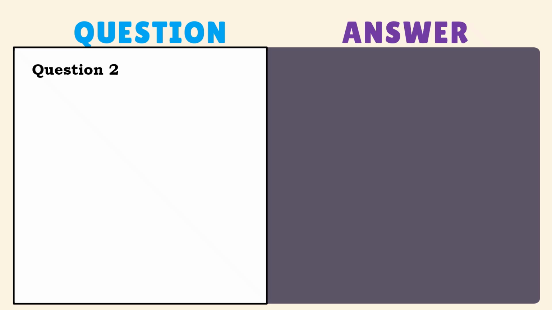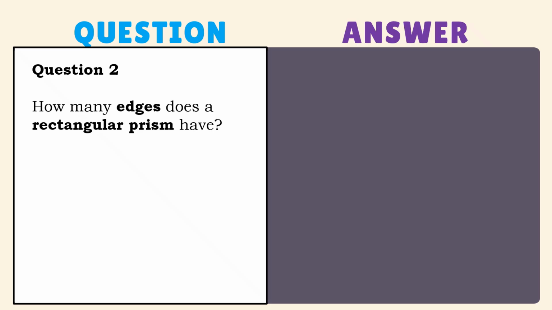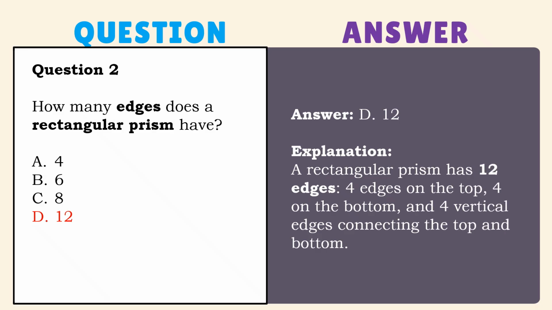Question number 2. How many edges does a rectangular prism have? A. 4, B. 6, C. 8, or D. 12? What do you think the answer? Alright, the correct answer is letter D. 12. A rectangular prism has 12 edges. 4 edges on the top, 4 on the bottom, and 4 vertical edges connecting the top and the bottom.